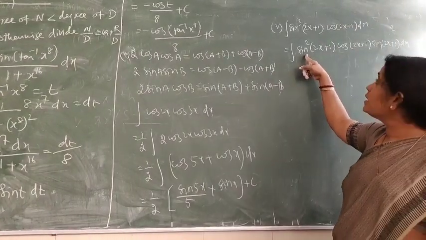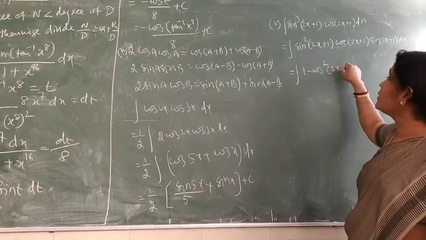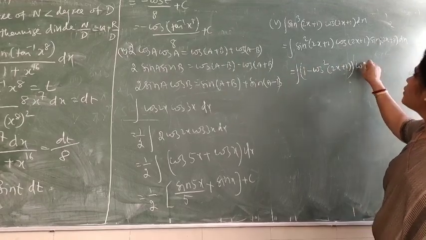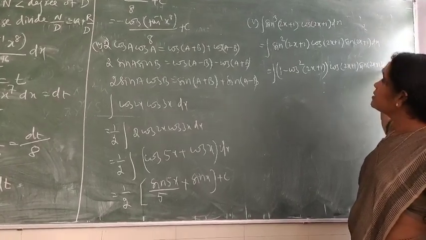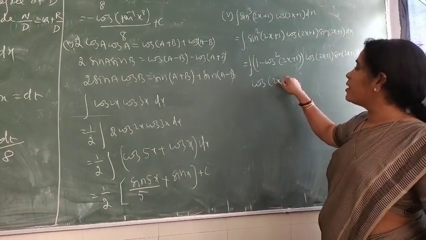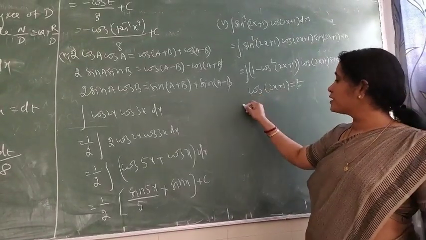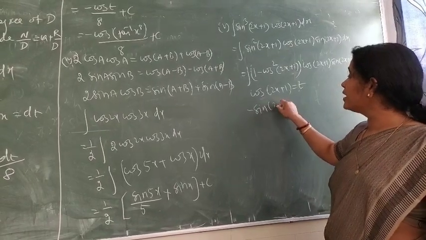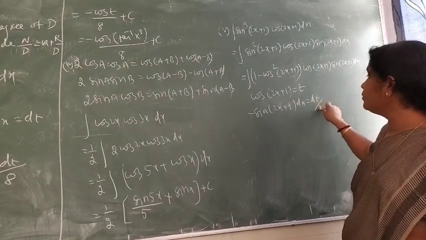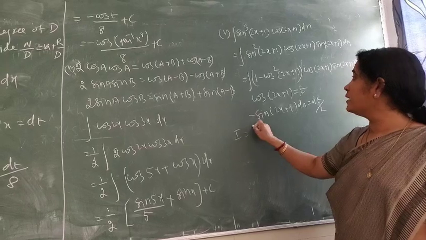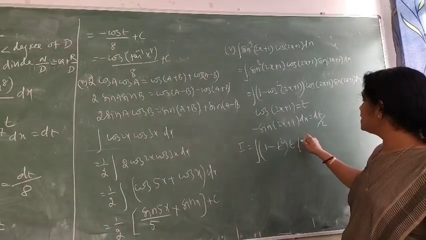Now for the even degree part, use the trigonometric identity, 1 minus cos square (2x+1). It is so simple a method, that is equal to cos(2x+1) into sine(2x+1) dx. Now give the substitution cos(2x+1) equal to t. Then if you differentiate, we will get minus sine(2x+1) into 2 dx equal to dt, so dx is dt by 2. So if I substitute here, I equals integral of (1 minus t square) into t into minus dt by 2.